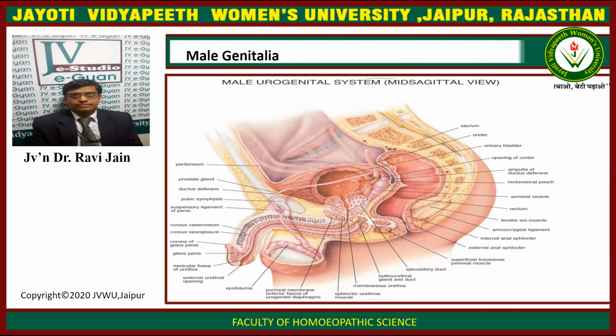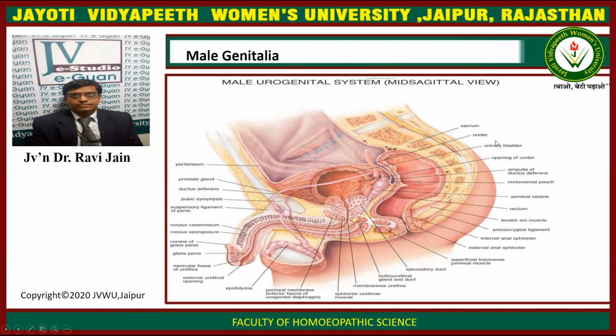And we have the glans penis, navicular fossa, urethra. It is the external opening. Now this external opening is the outer opening through which the urine comes out. We have the epididymis, the perineal membrane, sphincter muscles, membranous urethra, bulbourethral gland and duct, and the ejaculatory duct.